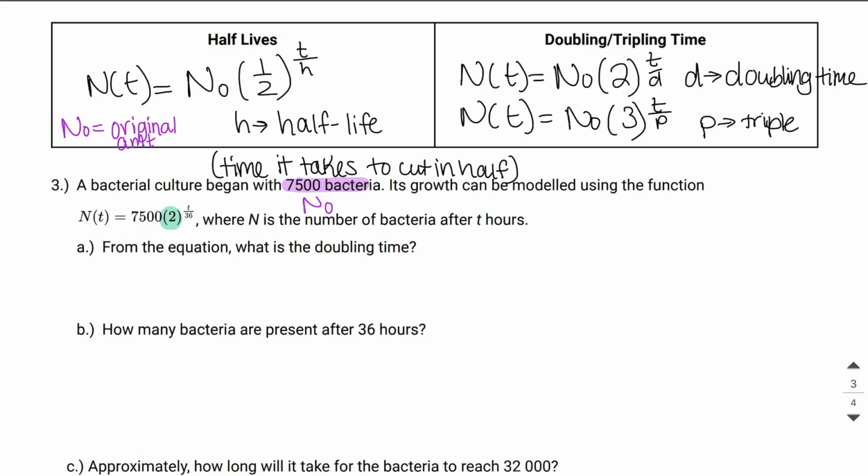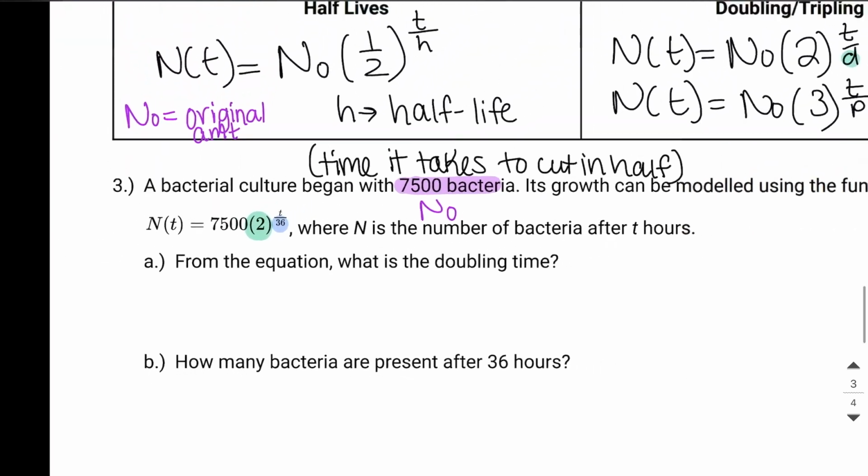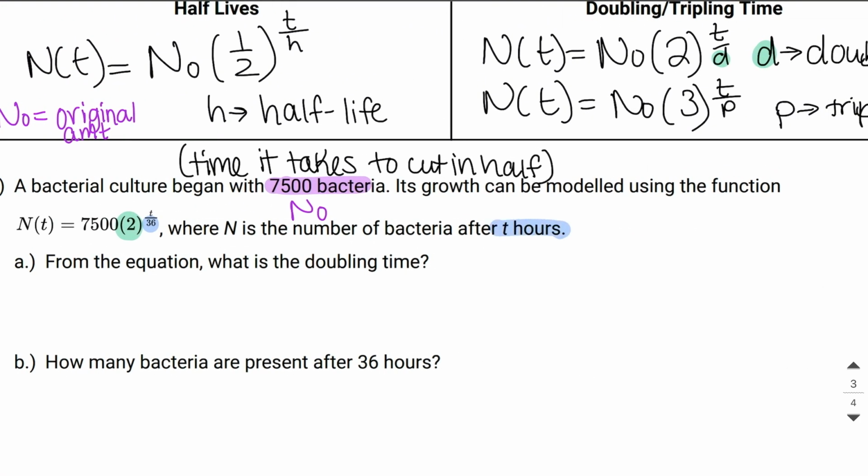But how often is it doubling? It's always doubling whatever that double time is right here. And if you look right here, that value here is 36, where t is in hours. So here, our doubling time is going to be 36 hours.